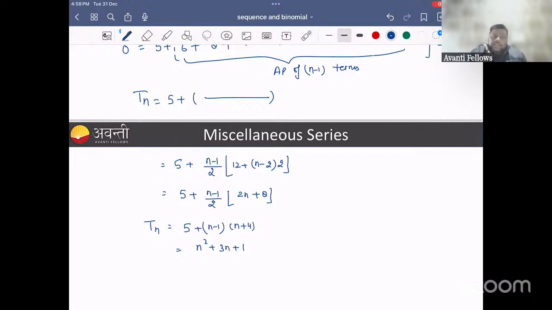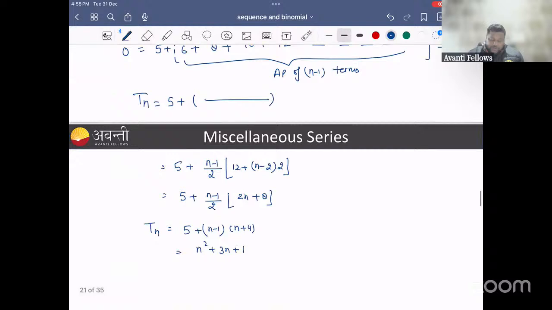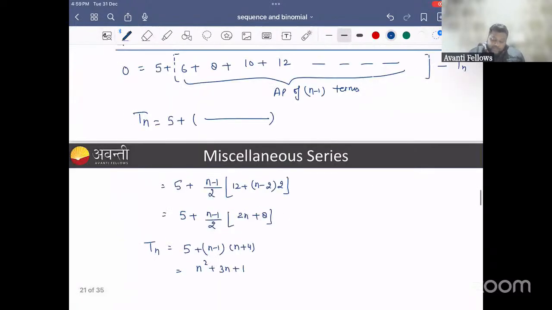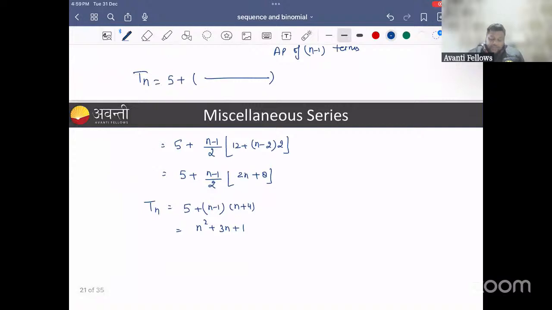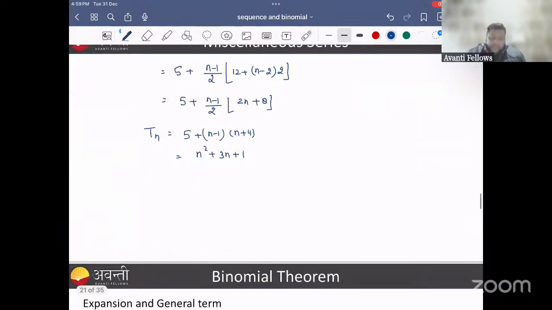Once you get this nth term, do not just settle down. Put the value of n as 1. Are you getting the first term of the series? Yes. Put the value of n as 2. So 4 and 1, 5 and 6, 11. Second term, yes. Value of n as 3. 9 plus 9, 18 and 1, 19. Yes. So if 3 terms are fine, that means your series is fine. So this is your Tn.